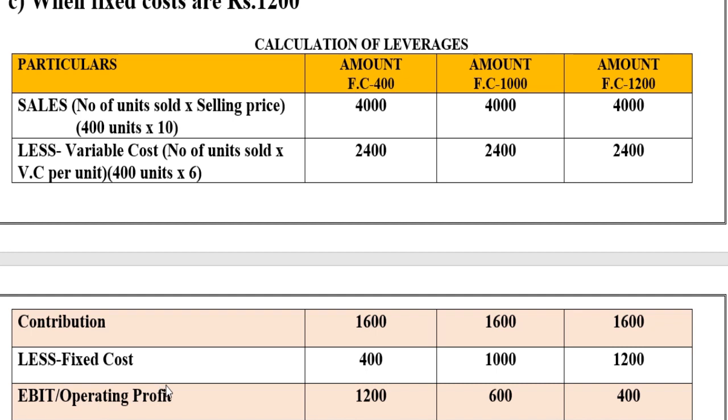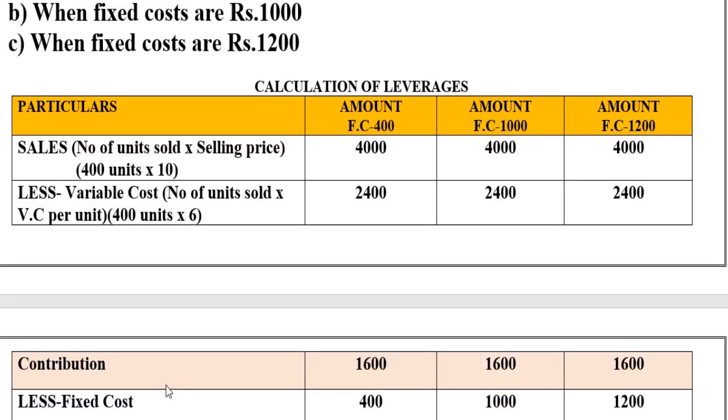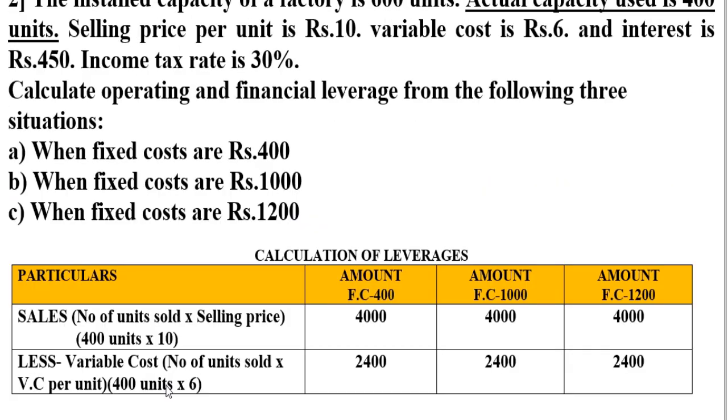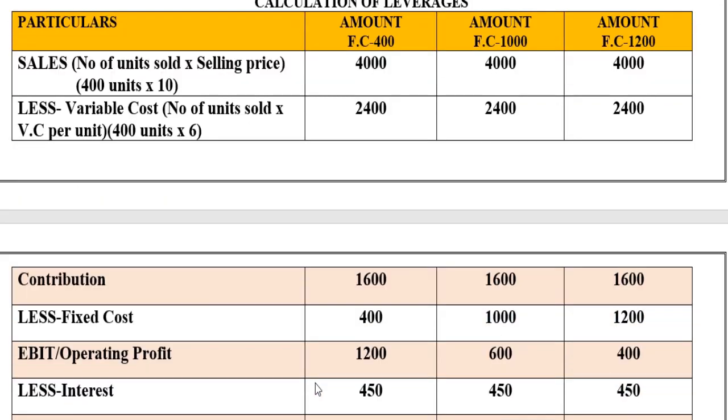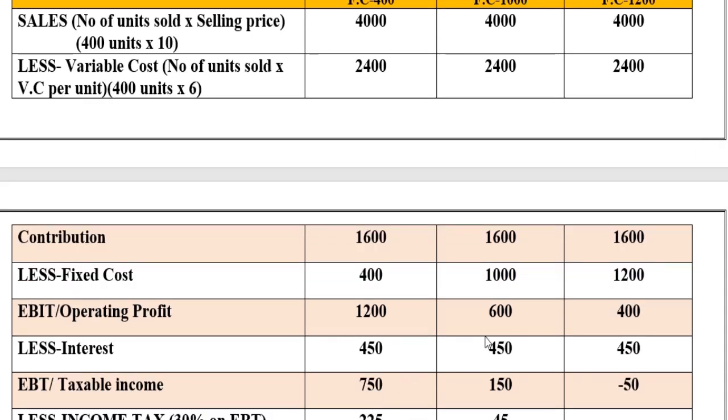Then EBIT minus interest. Is any interest given here? Yes, interest is rupees 450 for all cases. So 450, 450, 450. Therefore 1200 minus 450 will get 750, and 600 minus 450 will get 150, and 400 minus 450 will get minus 50.